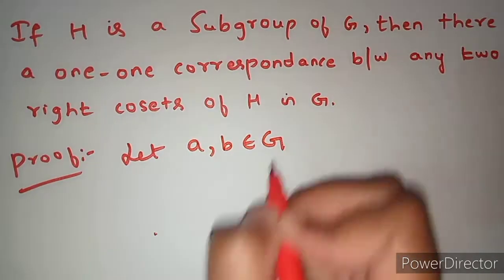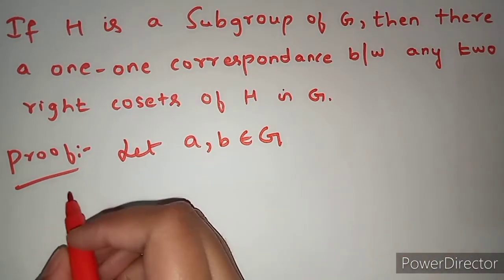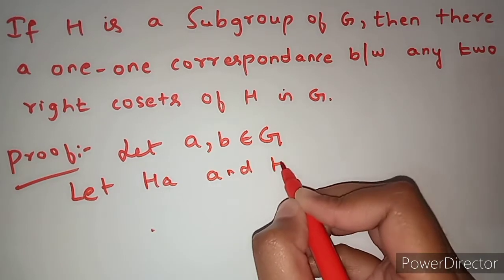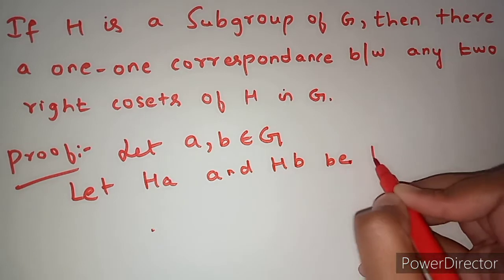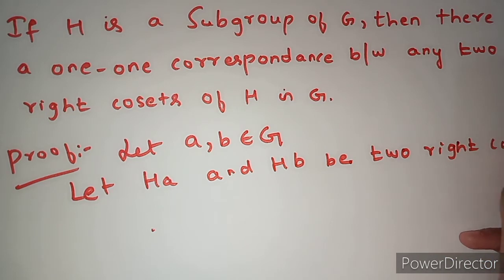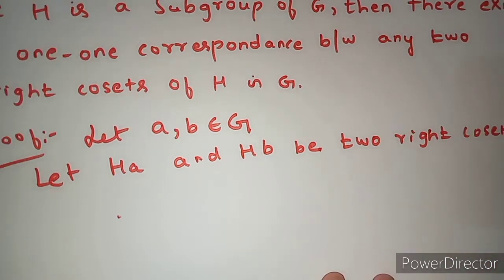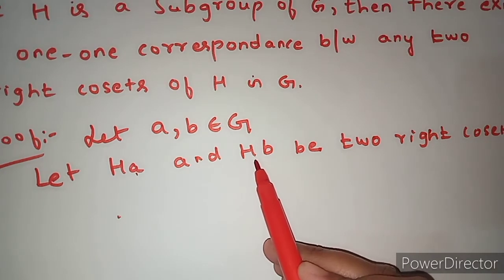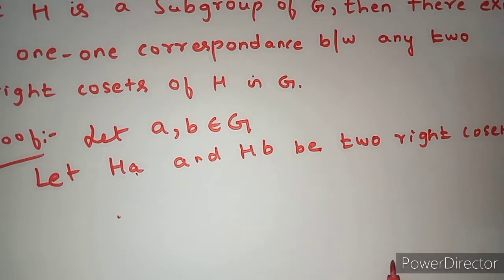a, b belongs to group G. Let Ha and Hb be two right cosets. I am taking the element from the group and multiplying it to the subgroup. If I multiply the element to the right side of the subgroup, then it is called a right coset. So I am multiplying a to the right side of H and I am multiplying b to the right side of H. So these are two right cosets.